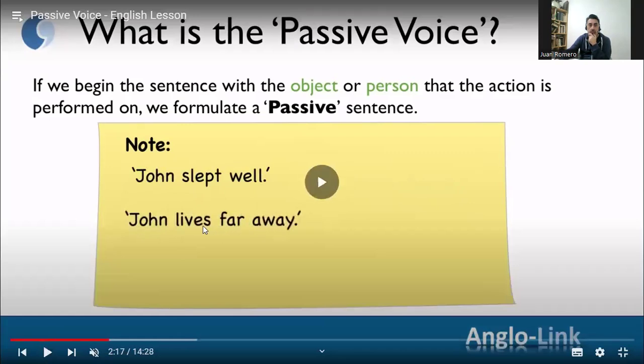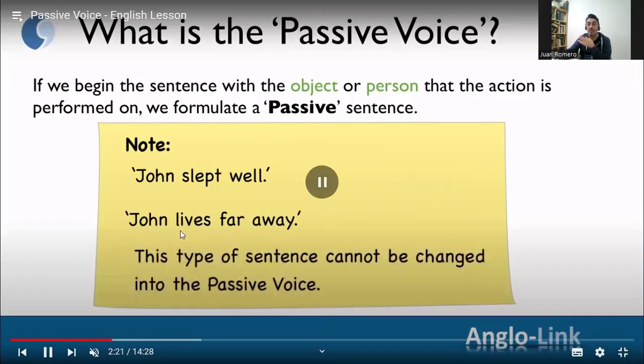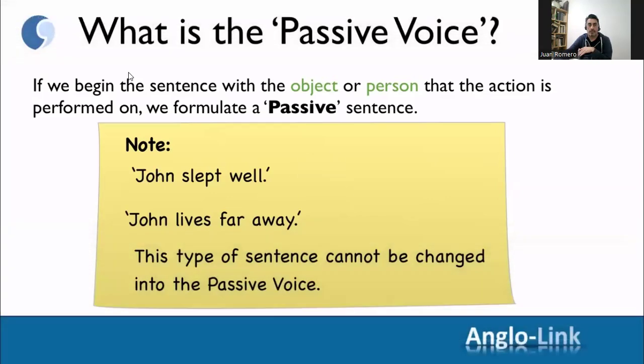This is a statement. This type of sentence cannot be changed into the passive voice because it's just a statement. Remember the present simple? A fact, something that is true. So I live in Buenos Aires. I lived in Barcelona. John lives far away. It's just a fact, so there's no action upon the object. Nothing like that. Okay.